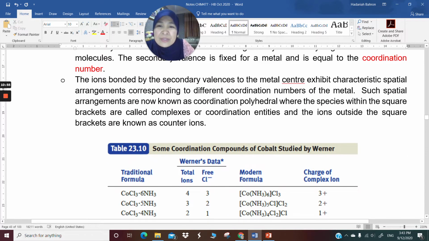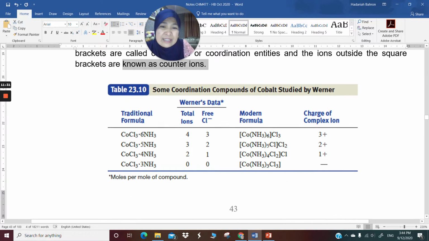Now, the ions bonded by secondary valences to the metal center exhibit characteristic spatial arrangements corresponding to different coordination numbers of the metal. Such spatial arrangements are now known as coordination polyhedra. The species within the square brackets are called complexes or coordination entities, and the ions outside of the square brackets are known as the counter ions. This may not make a lot of sense to you now, but as we go along, it will be perfectly clear.